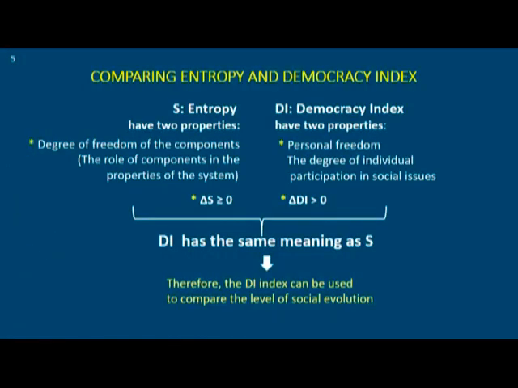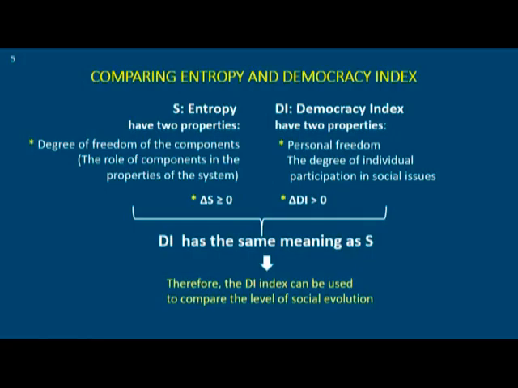Slide 5. Compare the entropy S and the democracy index DI. Entropy S has two properties. First, it indicates the degree of freedom of the constituents in the system. And second, it indicates the evolutionary trend of a system. Delta S is greater than or equal to 0.